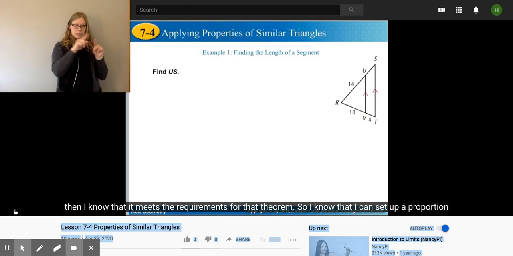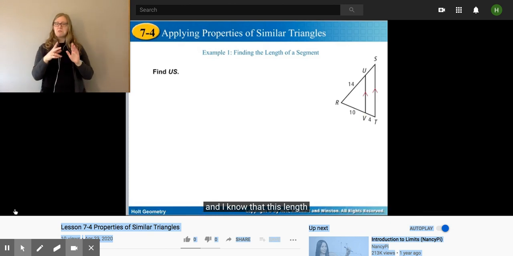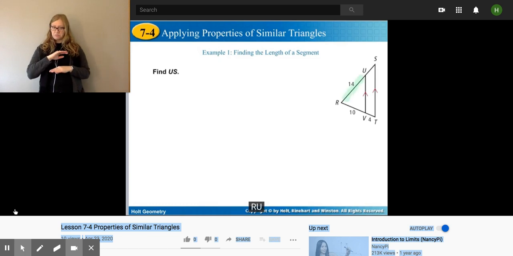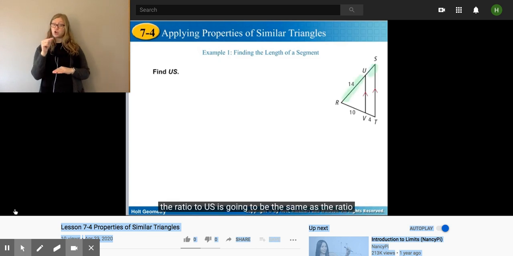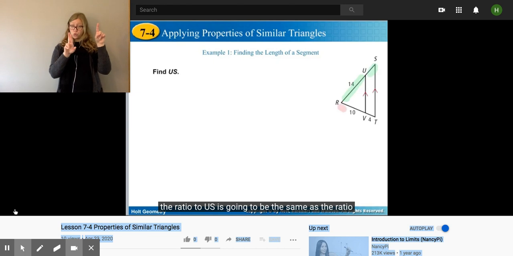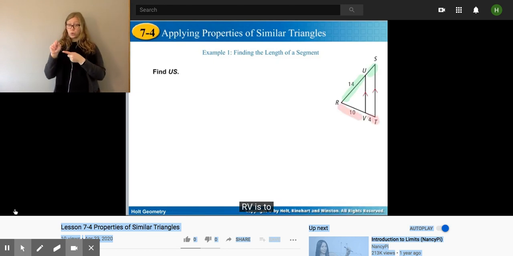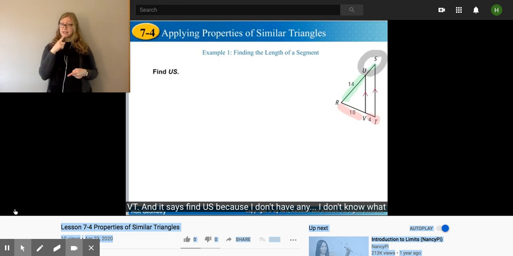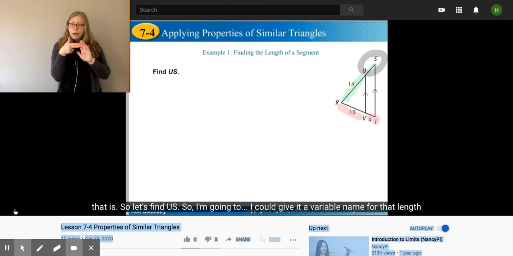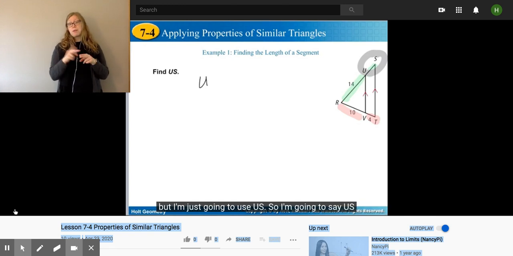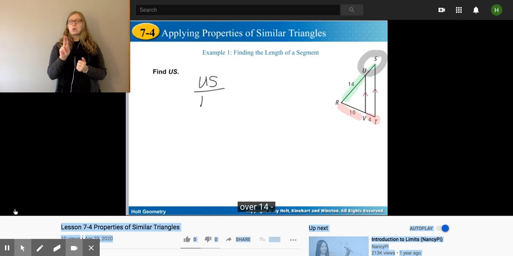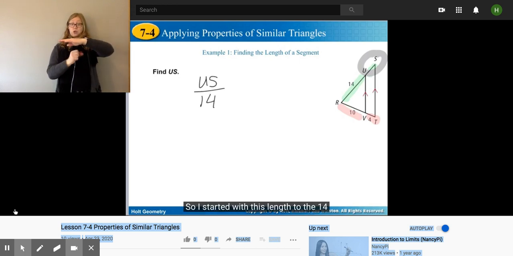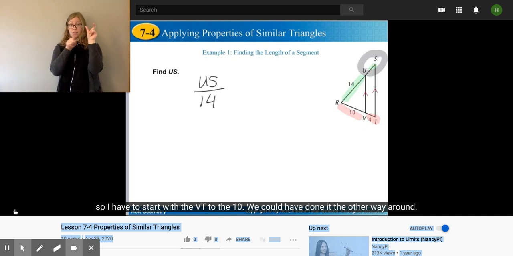So I know that I can set up a proportion, and I know that this length RU, the ratio to US, is going to be the same as the ratio RV is to VT. And it says find US because I don't know what that is. So let's find US. I could give it a variable name for that length, but I'm just going to use US. So I'm going to say US over 14. So I started with this length to the 14, so I have to start with the VT to the 10.